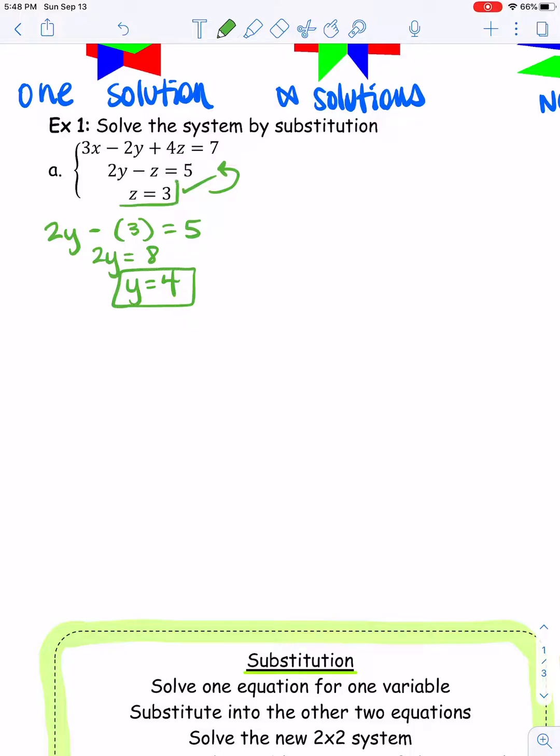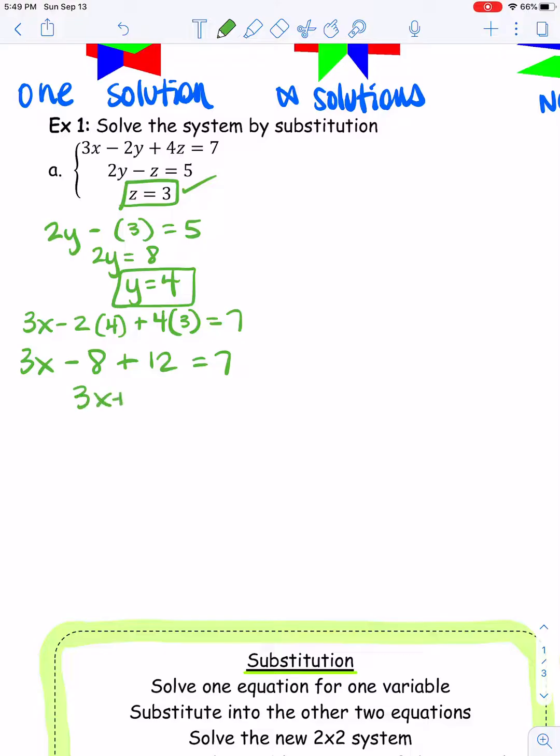Because I know my z value and my y value, I can plug into the top equation and solve for x. So now I have 3x minus 2y, y is 4, plus 4z, z is 3, equaling 7. I'm going to simplify: 3x minus 8 plus 12 equals 7. So this is going to be 3x plus 4 equals 7. So 3x equals 3, so x equals 1. Now I know that x is 1, y is 4, and z is 3.